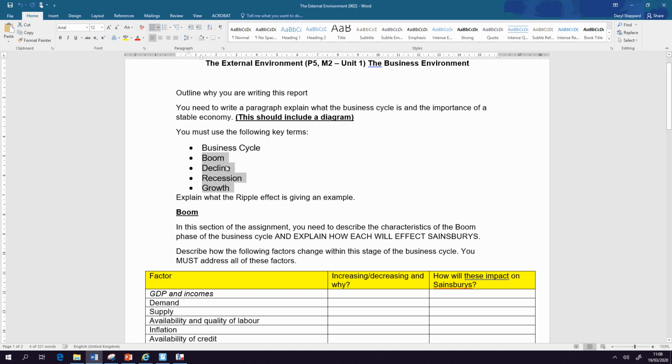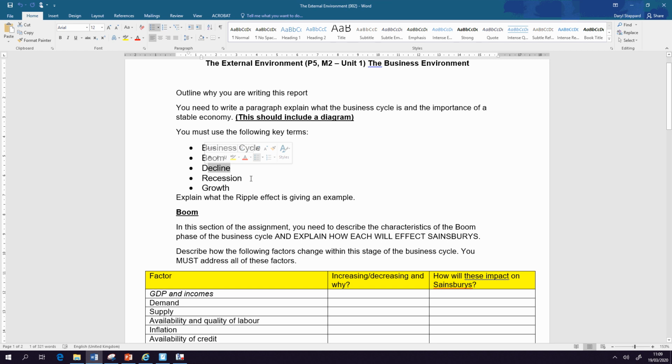The decline is what comes after the boom. This will be when GDP growth rates are starting to fall. So the economy is not quite performing as well as what it did before. There might be a few businesses reporting a drop in profits.